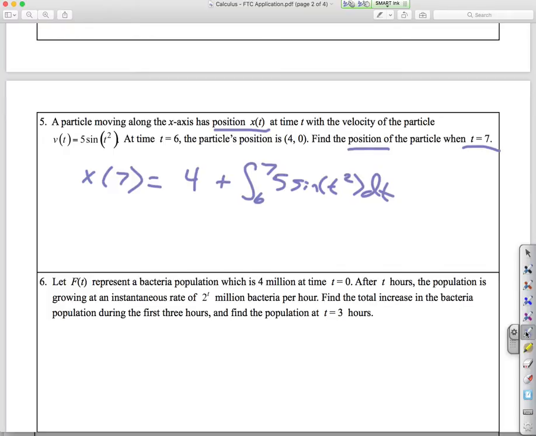Now, why do I not care about that 0 in that ordered pair? Because it's moving along the x-axis. So every point, what's the y value going to be? Every point, the y value is going to be 0.